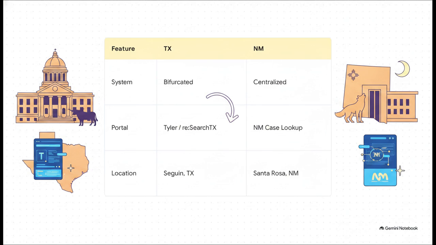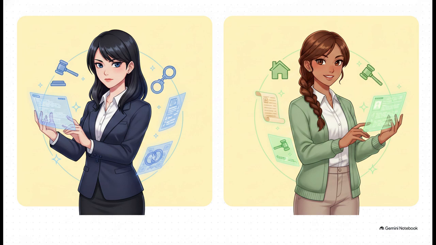Texas uses what's called a bifurcated system, meaning records are split between different clerks, and they rely heavily on a portal by Tyler Technologies. New Mexico? Totally different vibe. They use a highly centralized state judiciary system. So, absolutely step 1, you must know which geographical and digital jurisdiction you need before you type a single search query.